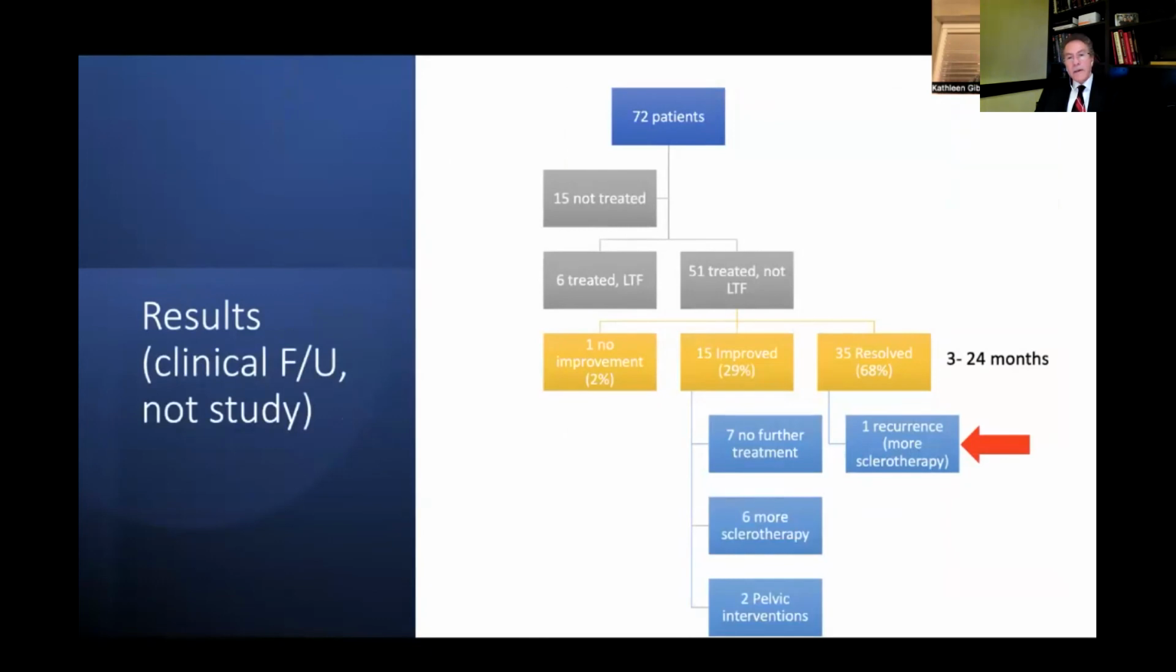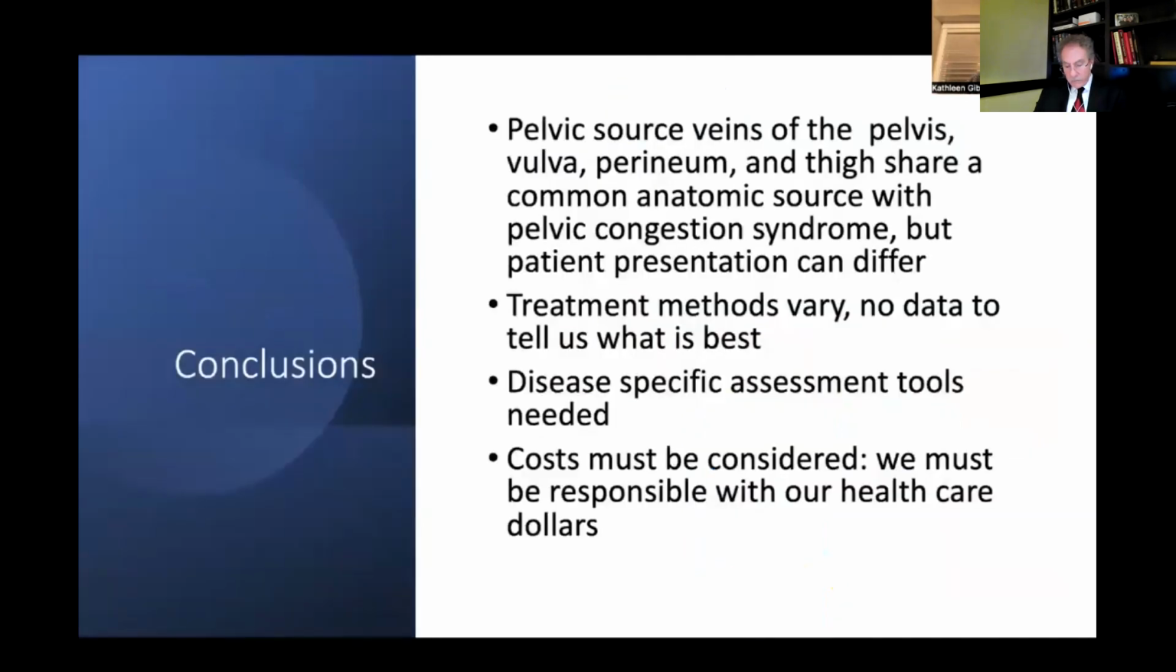51 patients were treated, and we had complete resolution of symptoms in 68%, with 1 recurrence that needed some more sclerotherapy, and 29% were improved. And of all the patients we treated, the 51 that got treatment, only 2 of them went on to needing pelvic intervention, either because they developed pelvic pain later or because they had early recurrence.